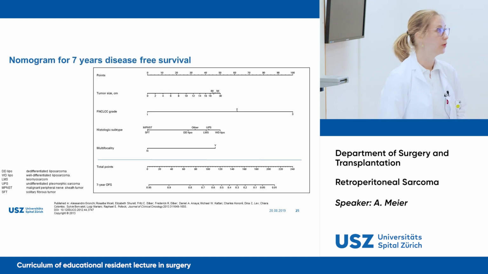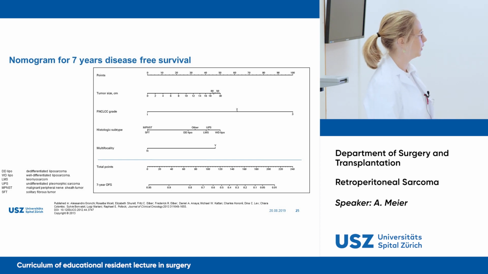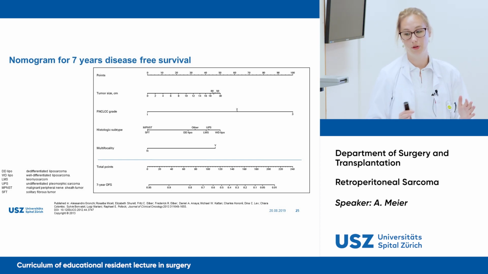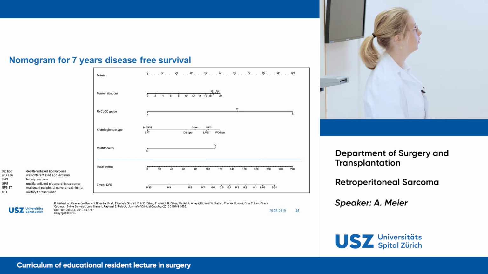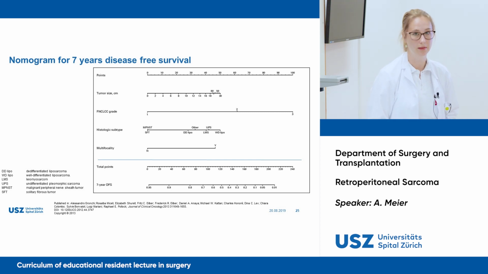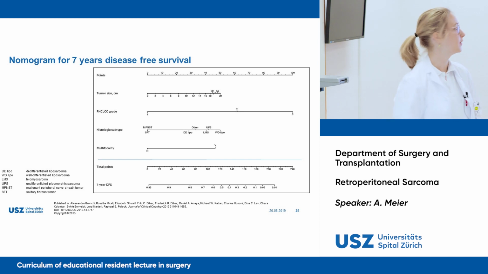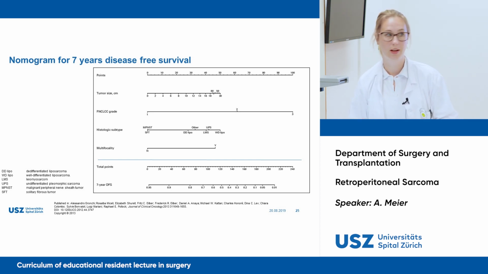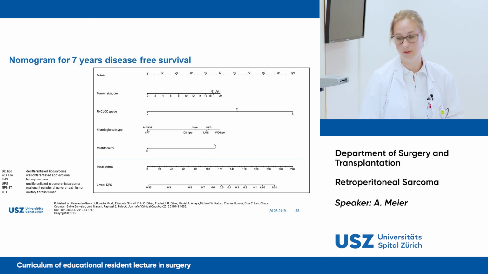This is a nomogram which was established and published in 2013 to get an impression of the 7-year disease-free survival of patients having a retroperitoneal sarcoma. So you have here the tumor size, the histologic grading, the histologic subtype, and the focality, so if there are metastases or not. You match them with the points up here in the line, and afterwards from the total points, you can see how the 7-year disease-free survival will be. This is also available right now as an app. So you can get an impression of what the 7-year disease-free survival would be.